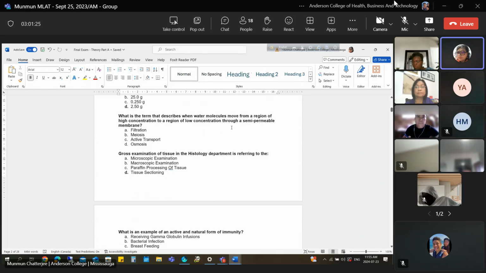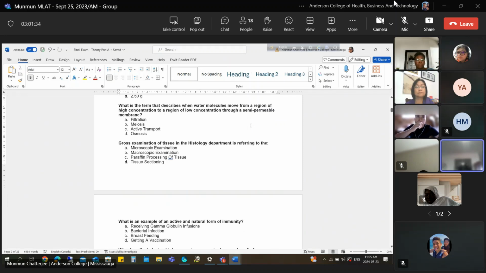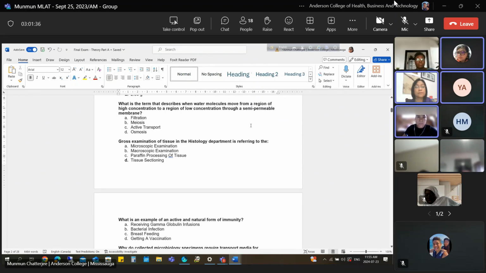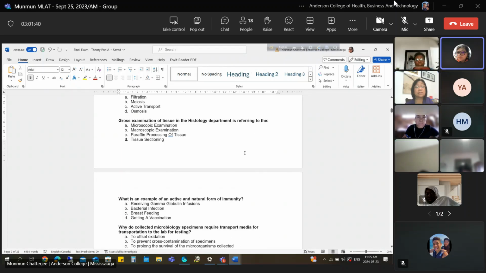When molecules move from a region of high concentration to a region of low concentration through a semi-permeable membrane, it's osmosis. Anything where there is involvement of a semi-permeable membrane is osmosis.